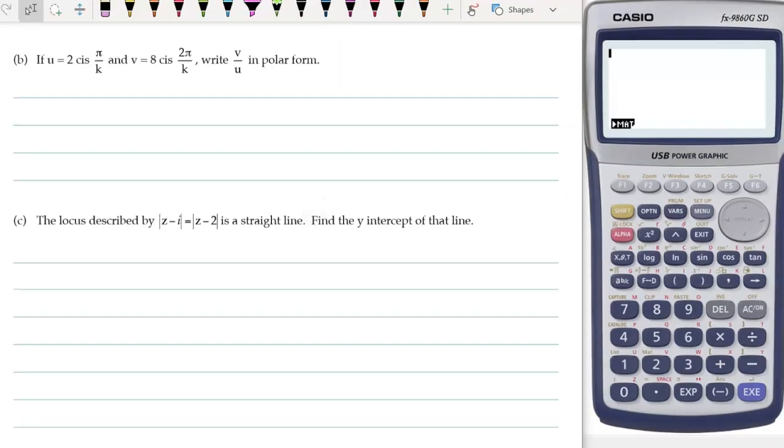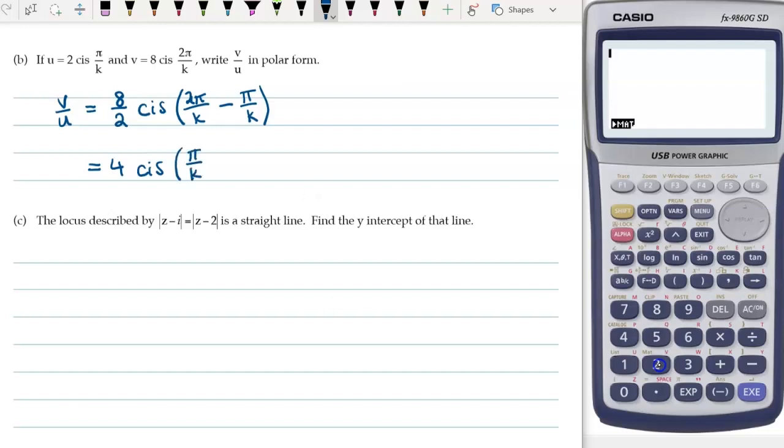Okay, part B, if we are doing a division and it's already in polar form, this actually becomes very straightforward. So we can do v over u. First of all, if we're dividing in polar form, we are going to divide the modulus and subtract the argument. Just make sure you get these two the right way round and know which one you are doing first. Okay, so 8 over 2 is 4, and 2 over k minus 1 over k would be 1 over k, so that is pi by k.